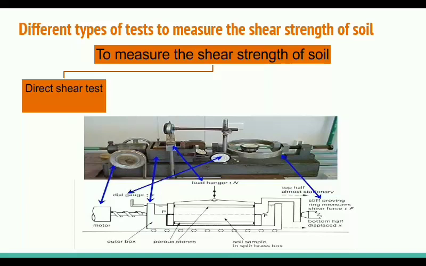There is another dial gauge on the top of the apparatus, and that dial gauge reading will give the vertical displacement. I will discuss in brief when we discuss the direct shear test the procedure to do the test, the calculations, the observations, and how we take the readings. Like we take the reading of the dial gauge, so how we get the shear force, and how we get the lateral displacement. All these things we will discuss.